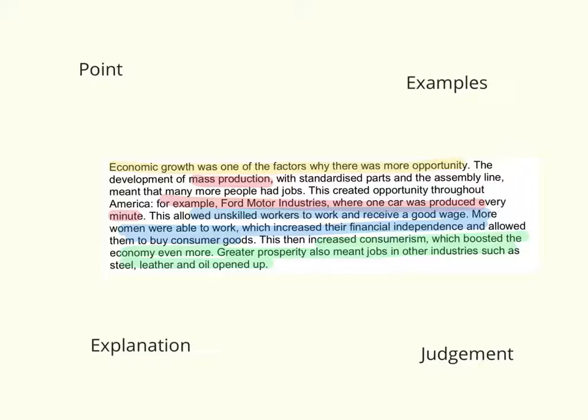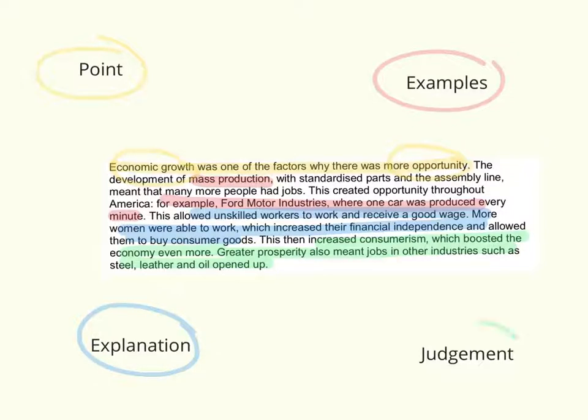So here's an example paragraph produced by the exam board. So to start with, you've got the point sentence that I've highlighted in yellow. It clearly links to the question by using the factor and then using the wording of the question in their sentence. The candidate then moves on to give you several examples, so talking about mass production, the assembly line, Ford Motor Industries, and how quickly they were able to produce cars as a result. They're then able to explain why this led to more opportunities, so giving people a good wage, allowing women to work, increasing their financial independence, and allowing them to buy consumer goods.